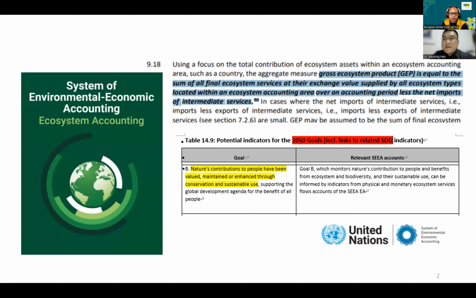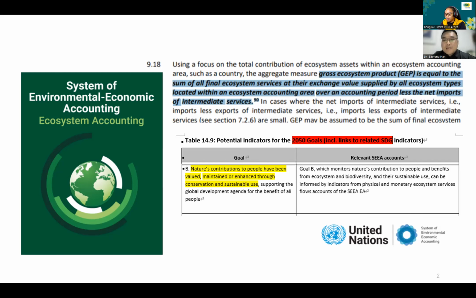So this GEP is equal to the sum of all final ecosystem services at their exchange value supplied by all ecosystem types located within an ecosystem accounting area over an accounting period, which usually will be a whole year. And it's less the net import of intermediate services. So that's the definition I just copied from the SEEA framework, which was released in 2021 by the UN.